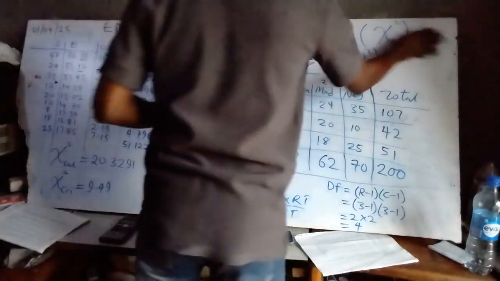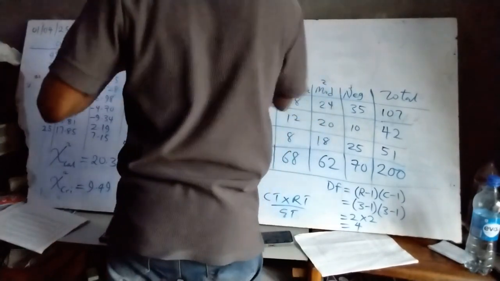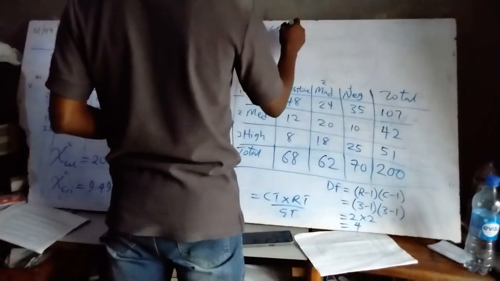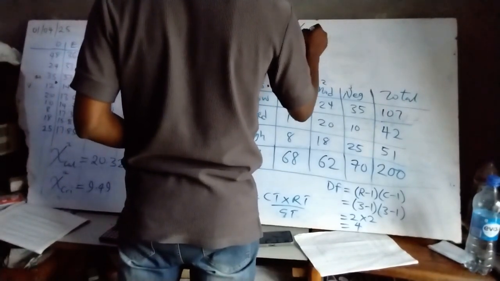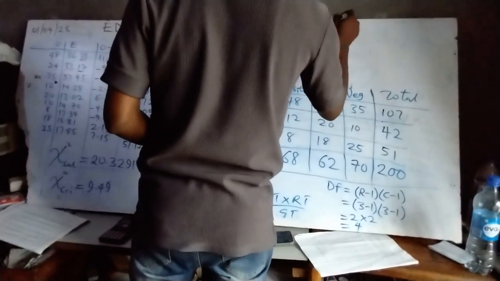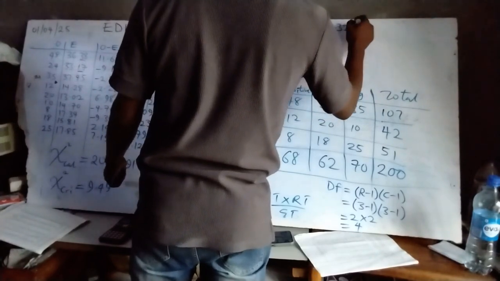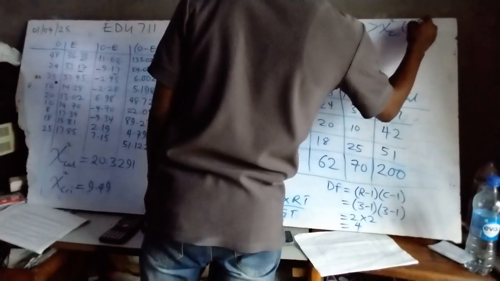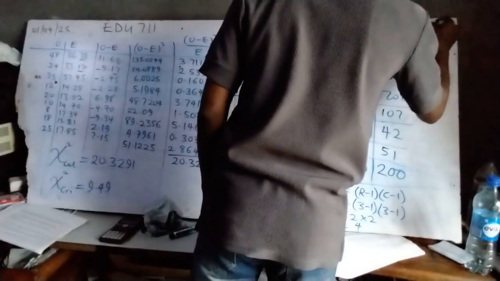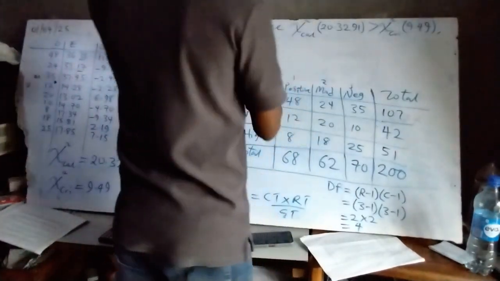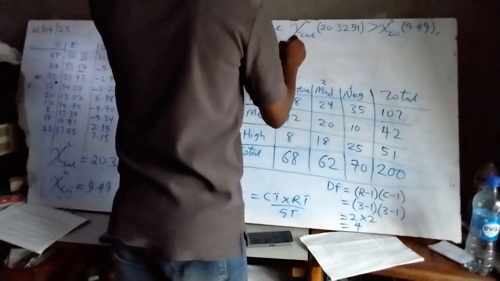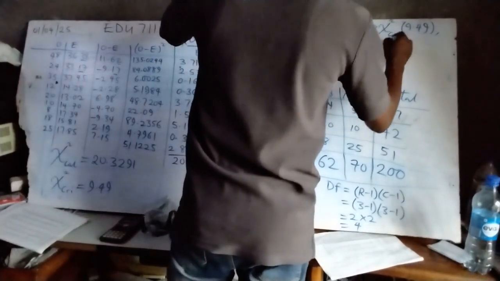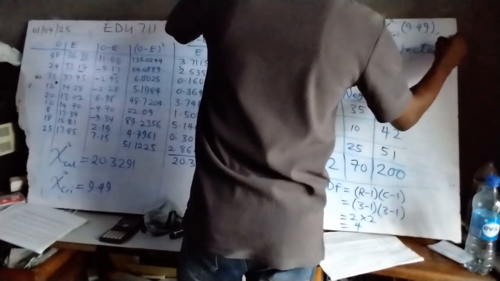As a result, this is our conclusion. Since chi-square calculated, which is 20.3291, is greater than chi-square critical, which is 9.49, we conclude that H naught is rejected.